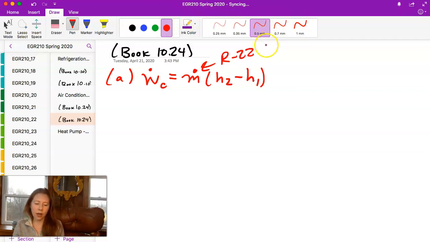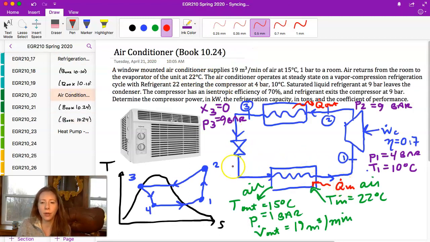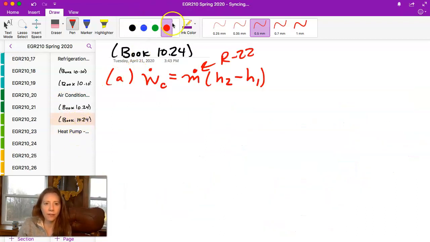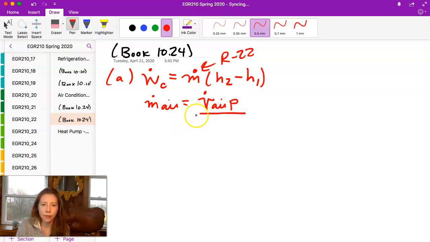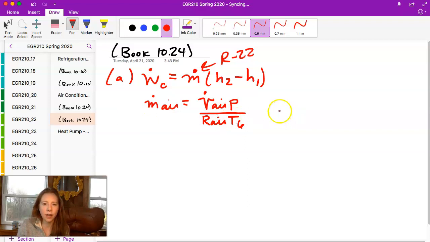The way we find m dot is by going ahead and looking at our evaporator, because we have air that we know the mass flow of, we know the input and output temperatures. So let's go analyze that first. So we know that m dot air in the evaporator is going to be V dot air, P, times pressure, divided by R air times T6. So this is just the ideal gas law.